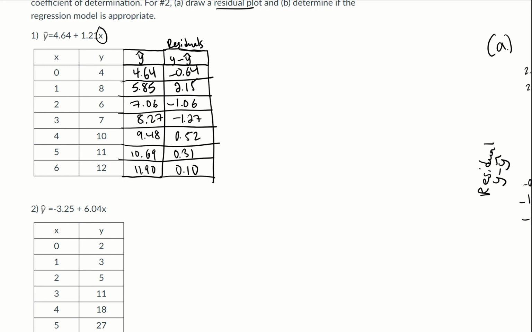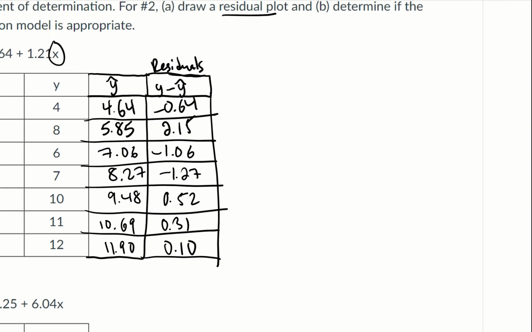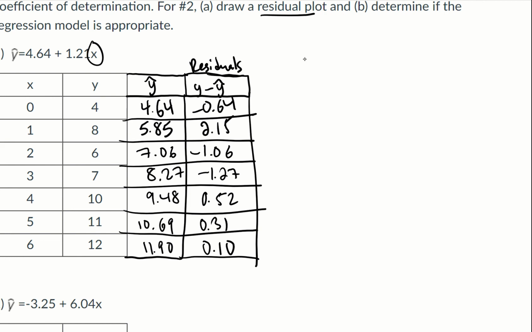All right, so now part C. Compute the standard deviation of residuals. So in order to compute the standard deviation of residuals, we're going to need more information from this chart. We're going to need to know the residuals squared. Okay, so we're going to need to square these numbers. So I'm going to extend this column. All right, so we're gonna go ahead and square -0.64. We're gonna square this column right here. So we're gonna do -0.64 squared.